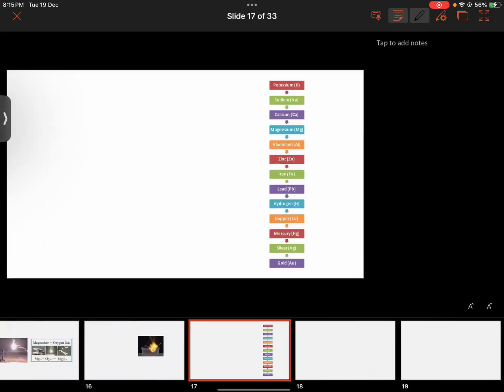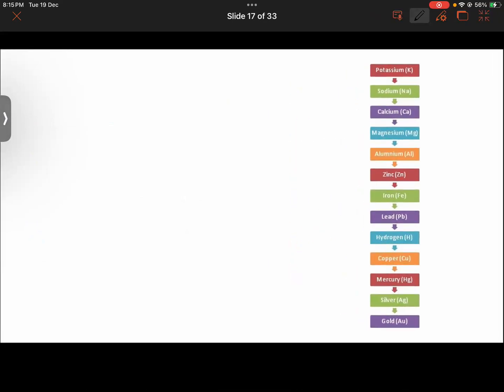I will also teach you the reactivity series. As you go down this list, the reactivity is decreasing. See here, where is zinc lying? Zinc is lying over here, fifth. Where is copper lying? Copper is lying here, fourth. After gold, there is also platinum. In some books you will find platinum also.